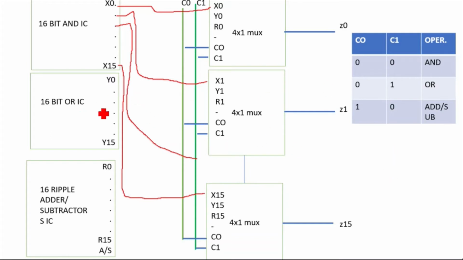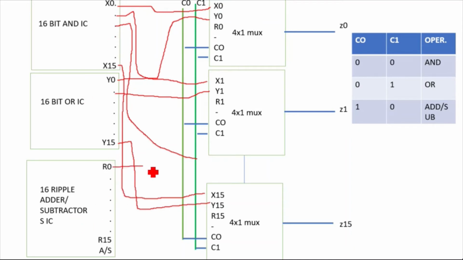Similarly for the OR operation, Y0 will be connected to this Y0, Y1 will be connected to this Y1, and Y15 will be connected to this Y15, okay. So when the select line is 1 0, sorry, when the select line is 0 1, you will get the OR operation at the output Z0 to Z15. Similarly you can do it for the ripple adder.